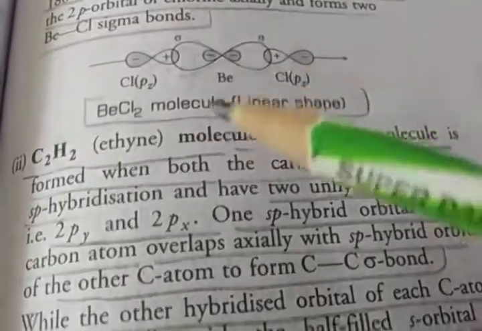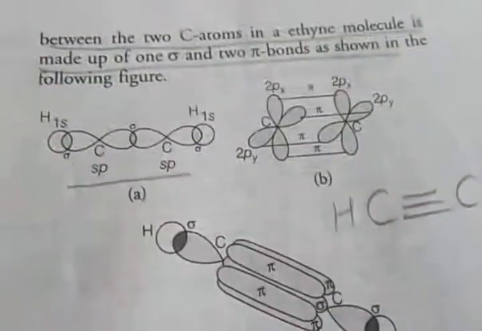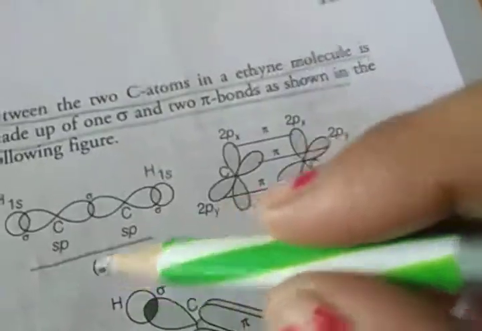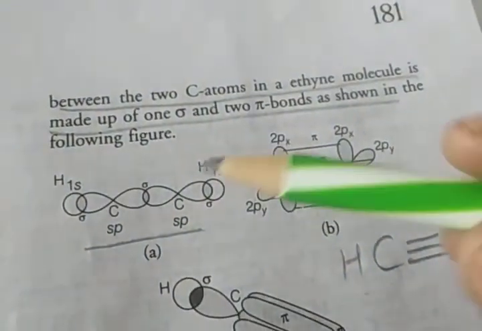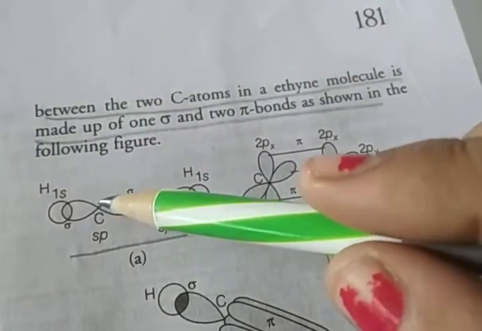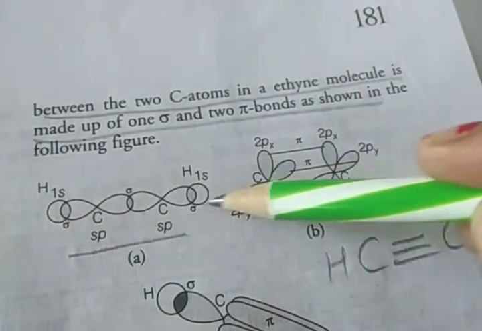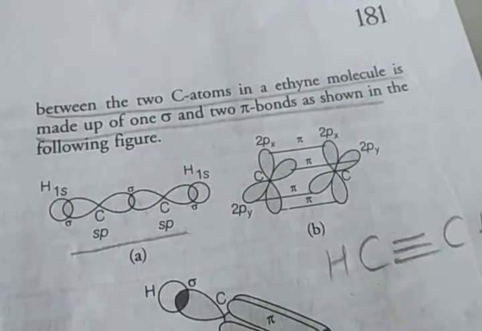Okay, then C2H2, ethyne. The ethyne molecule, with a carbon-carbon triple bond, is formed when both carbon atoms undergo sp hybridization. Here you see the hydrogen 1s and carbon sp orbital overlapping this way.